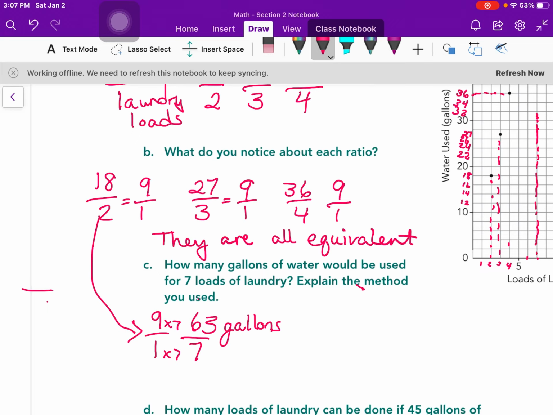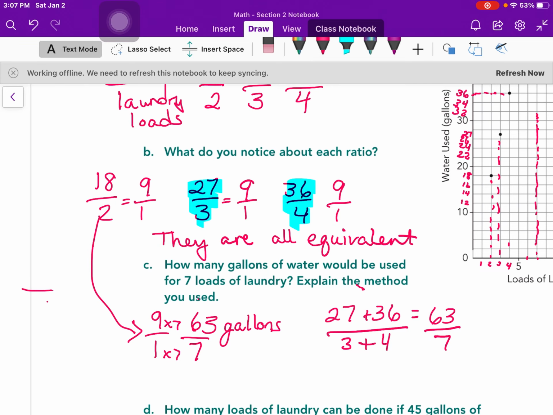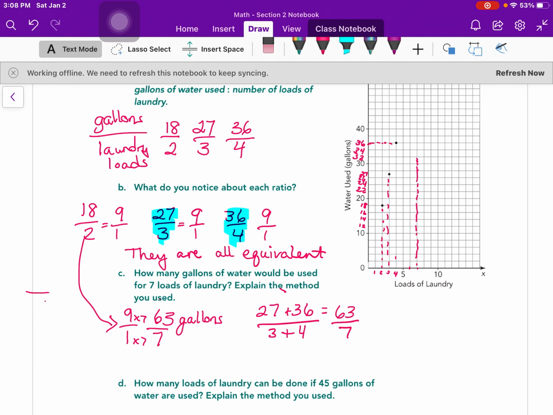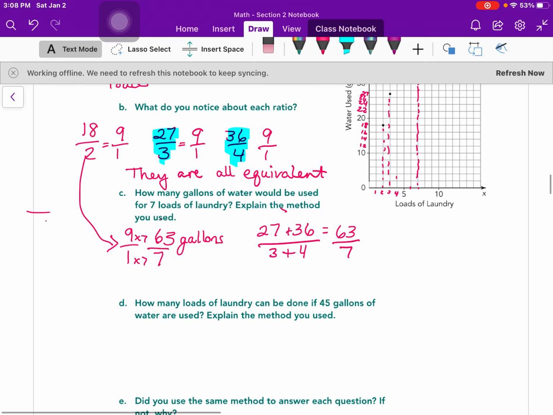I also could have combined what it took for 3 loads and 4 loads, because 3 loads and 4 loads is 7 loads. So I could do 27 plus 36, and I could get 63 that way. 3 plus 4. Either way, 63 gallons of water used. So again, I'm going to prefer that we stick with the multiplying because the graph doesn't necessarily always help me.